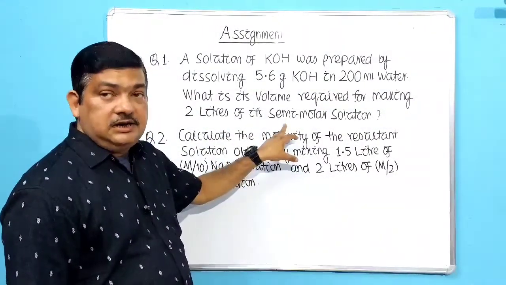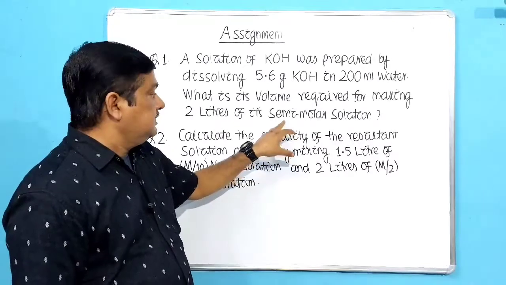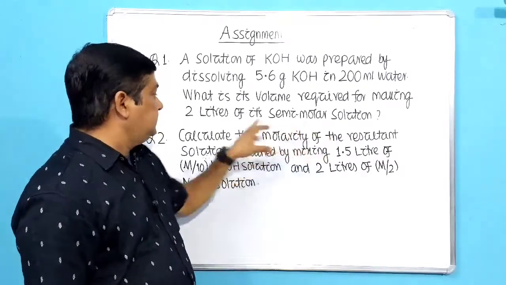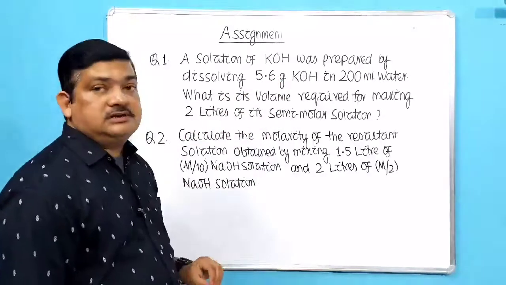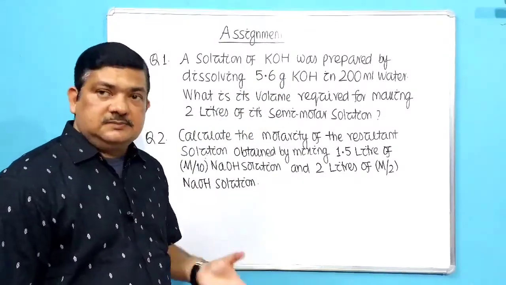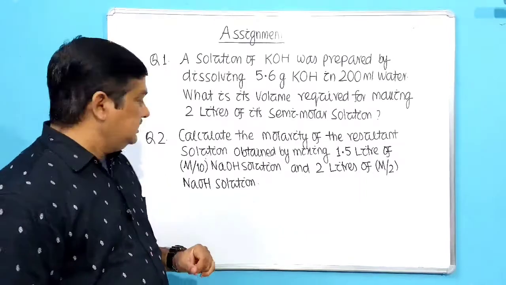Semi means M by 2. M by 2. That means 0.5 M. So semi-molar solution, we have to prepare 2 liters. Okay. So what is the volume of potassium hydroxide required for it? You have to calculate. Similar numerical just I have solved. So you try to solve it and send it to me.